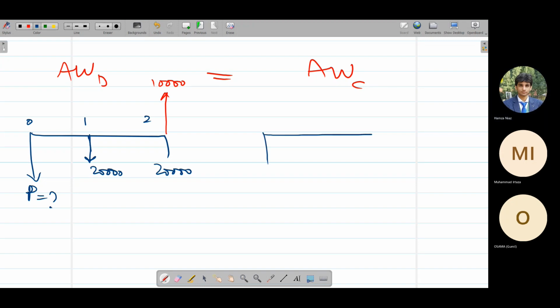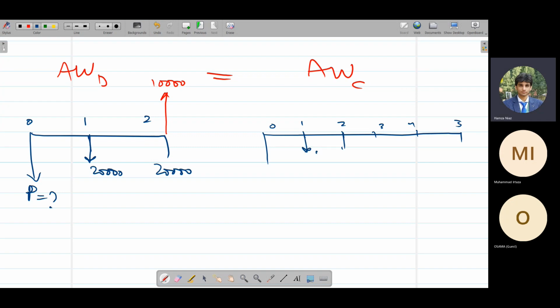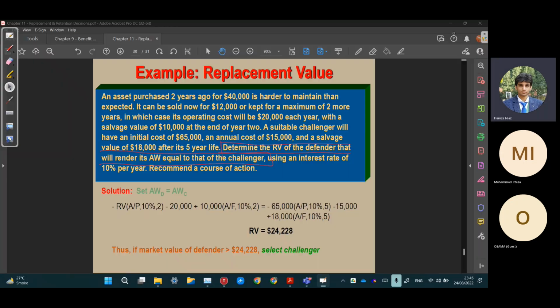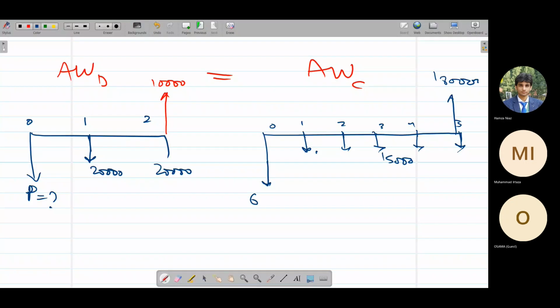For the challenger, the years are 5: 1, 2, 3, 4, 5. The annual operating cost is 15,000, I think. The salvage value is 18,000, and the current market value is 65,000. So is it fine that we draw the diagram like this? The annual operating costs are given, the salvage values are given, and the initial value of the challenger is given, but we have to find the initial value of the defender. Simply equate these.